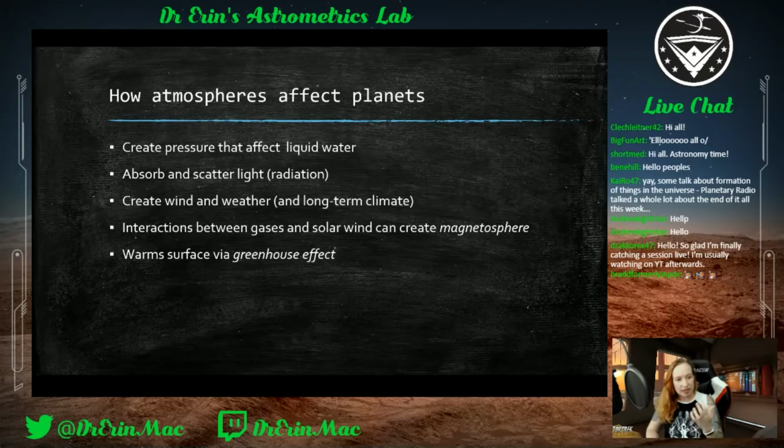They create wind, weather, and the long-term climate of the planet. Particularly, where we talked about the surface of the planets last week, wind and weather dictate the surface. If you have an atmosphere, wind and weather will erode the surface or change its patterns. And then we get interactions between gases and solar winds that can create a magnetosphere. This one's kind of hard to wrap our heads around, but think about the northern and southern lights.